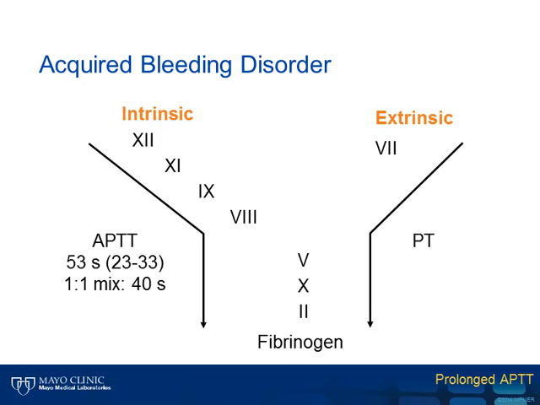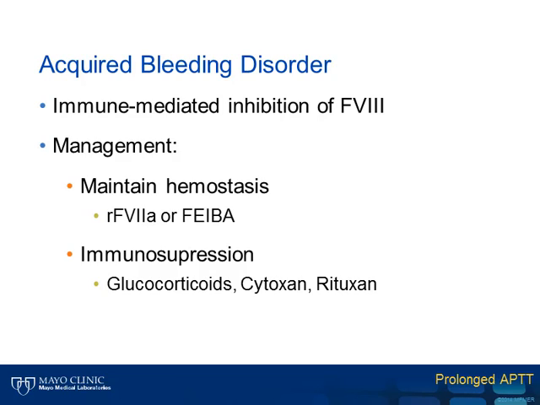Coming back to our patient, mixing study demonstrated inhibition, and additional testing revealed a marked reduction in the factor VIII activity. Reflexive testing confirmed presence of a factor VIII inhibitor of 19 Bethesda units. So this patient had developed an autoantibody against factor VIII. This is a rare, potentially fatal condition.